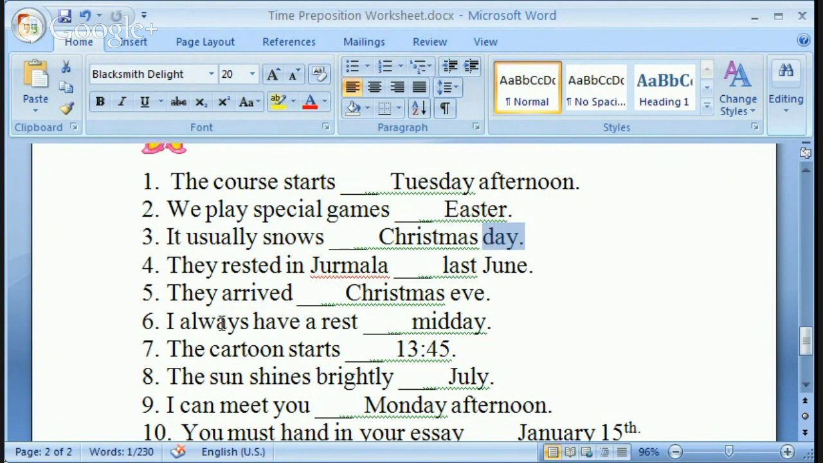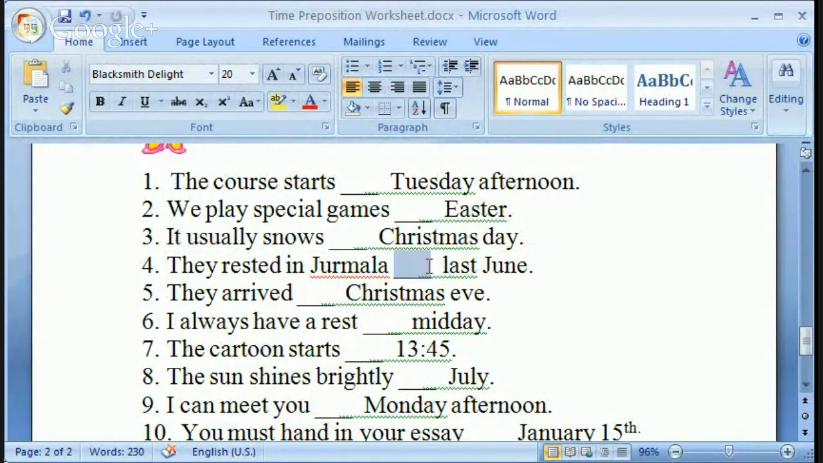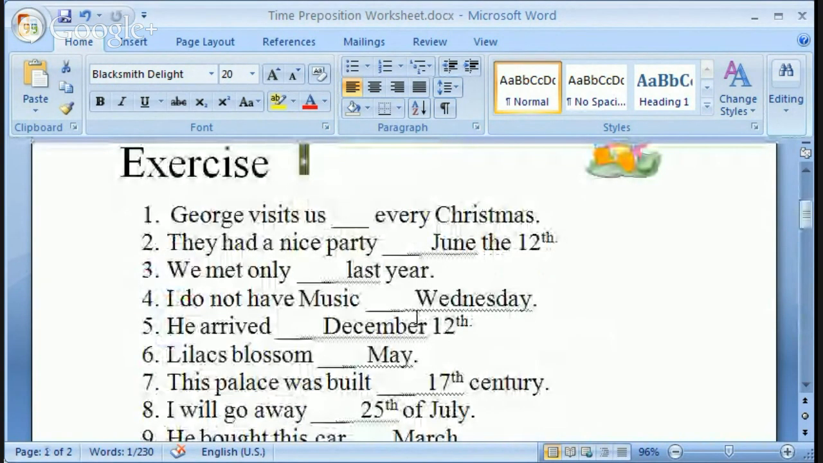One more, and then Javier, you get the honors here, and then I have to start a new class. Javier? They rested in Jurmala on last June. It's a trick, Javier. I don't think you actually need any preposition. Notice when I have last June. Earlier we talked about we met only last year. George visited us every Christmas.